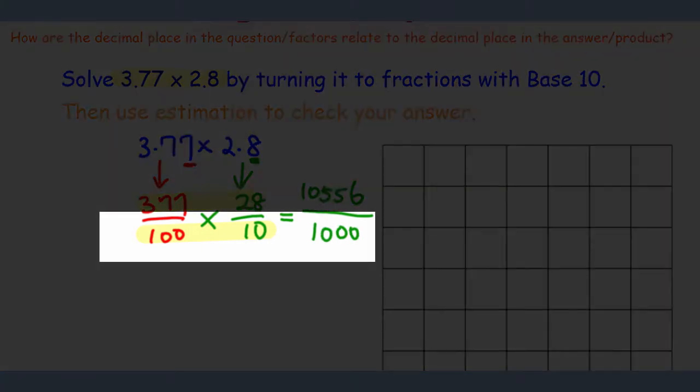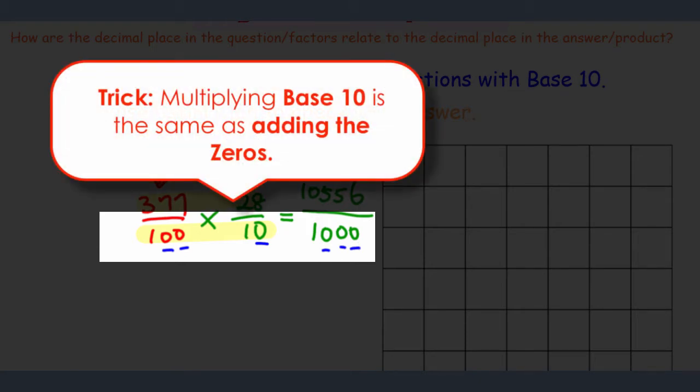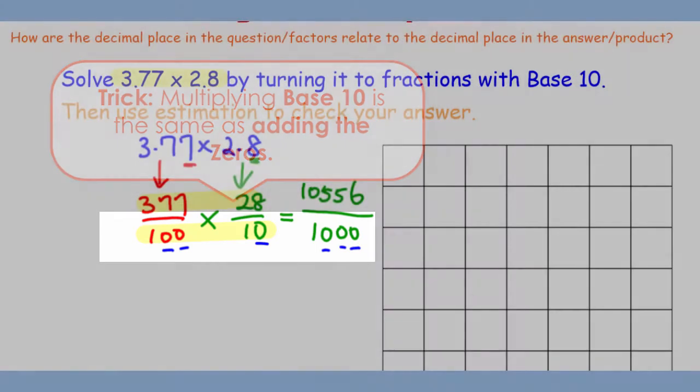Now, I just want to quickly go over some tricks in multiplying base 10. Notice how there are 3 zeros in total when you multiply. And guess what? In the end result, you also get 3 zeros. So when you multiply base 10s, you basically just add the zeros together. It's a really neat trick that you should remember.